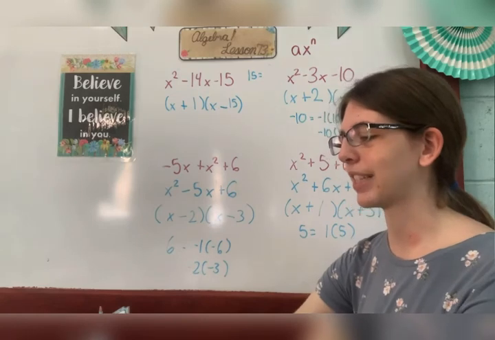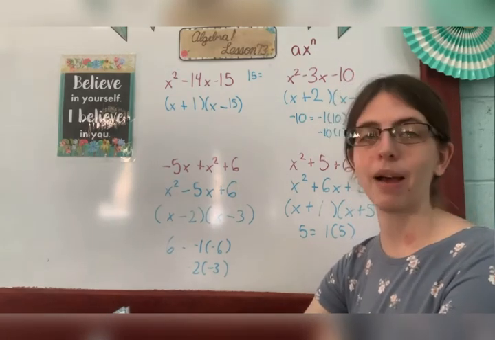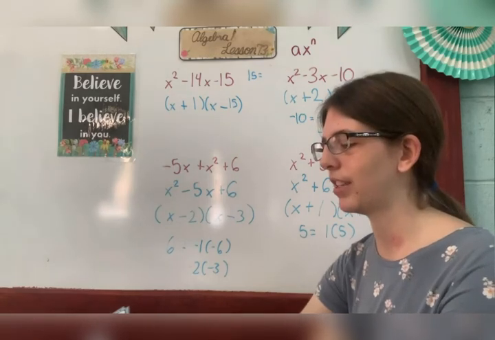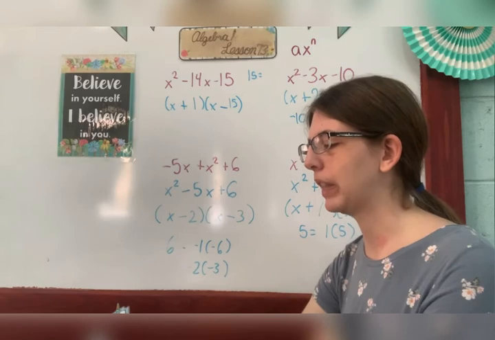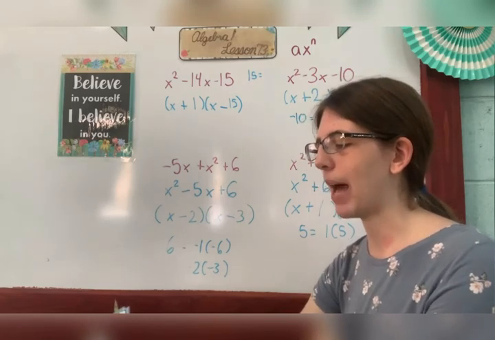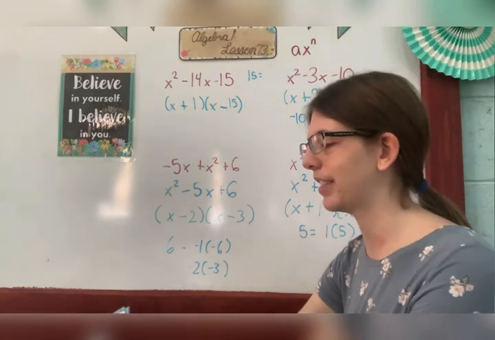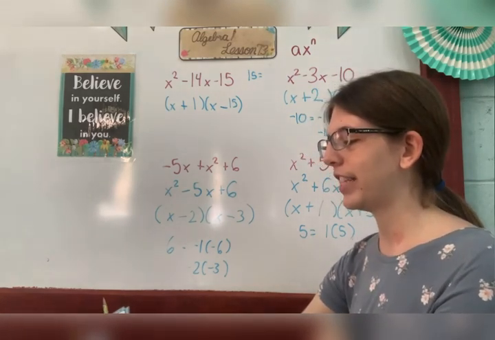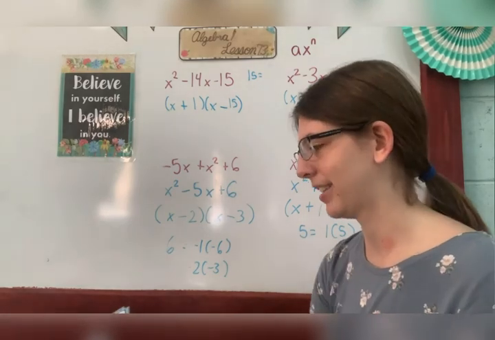Letter A should be x plus 6 and x minus 7. It doesn't matter if you had x minus 7 first or x plus 6 first. Either way is the same. Letter B should be x plus 7 and x minus 6. As long as you have the 6 is negative and the 7 is positive, it doesn't matter the order. And letter C should be x plus 2 and x minus 8.